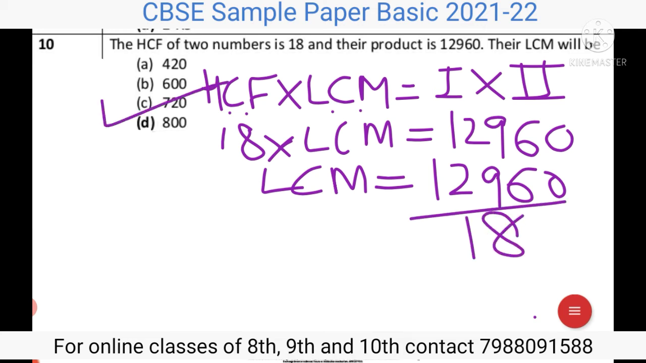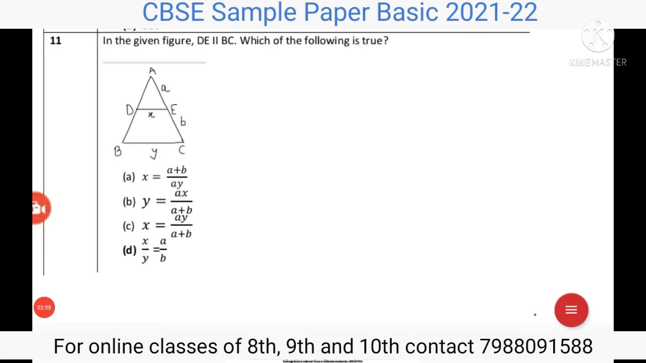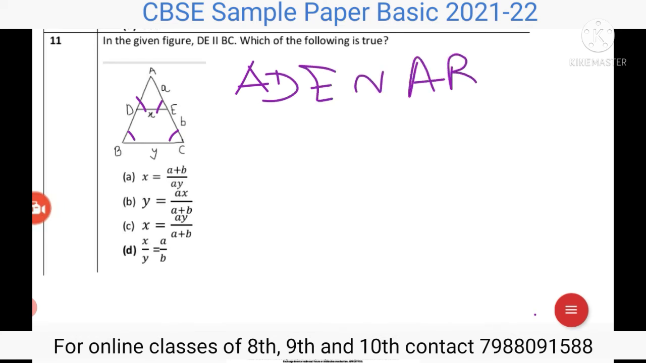that is 720. In question number 11, we are given that DE is parallel to BC and a few relationships between X, Y, A and B are given. So clearly BPT will not work because BPT does not involve DE and BC. So what we have to think about is that since DE is parallel to BC, angle D is equal to angle B and angle E is equal to angle C. Hence triangle ADE is similar to triangle ABC by the double A rule.